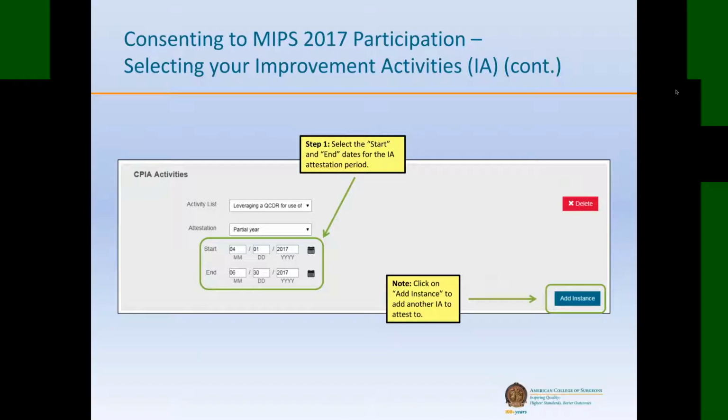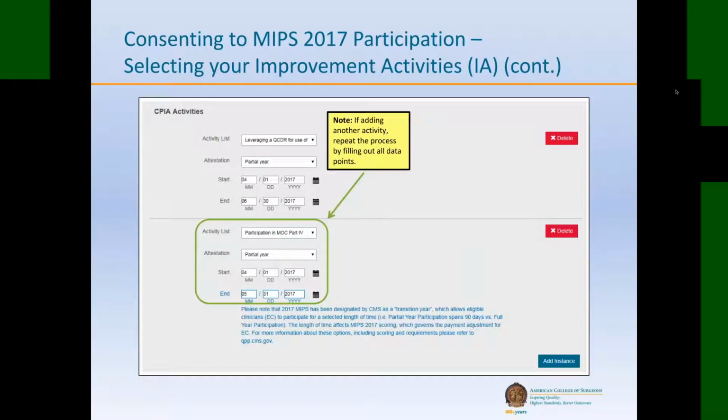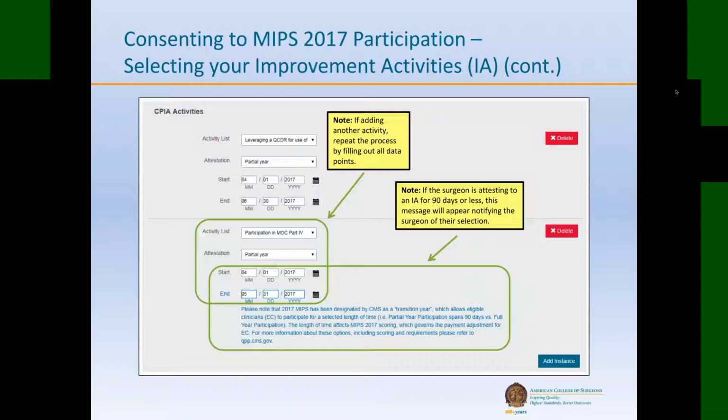Let's add another improvement activity. And if you need to delete an activity, you have this button right here. So I've added another improvement activity. Repeat the process by filling out all the data points. You'll also notice that if you select an attestation period that is less than 90 days, you will get a notification message indicating that information. Remember, all IAs must be reported to for a minimum of 90 days. To add another, click on Add Instance, and you may add as many improvement activities as you need.